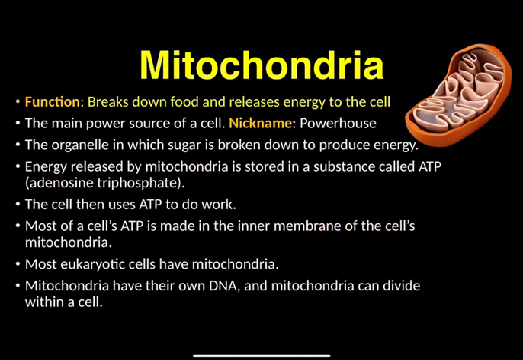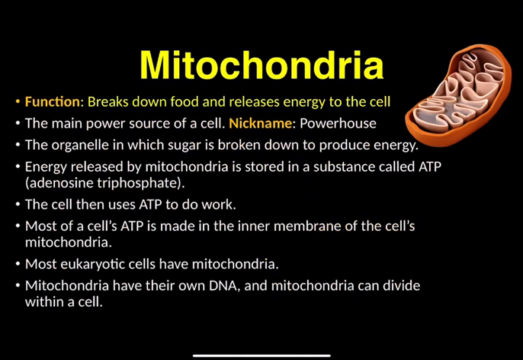Okay, adenosine triphosphate. Oh goodness, try saying that 5 times fast. The cell then uses ATP to do work. Most of the cell's ATP is made in the inner membrane of the cell's mitochondria.